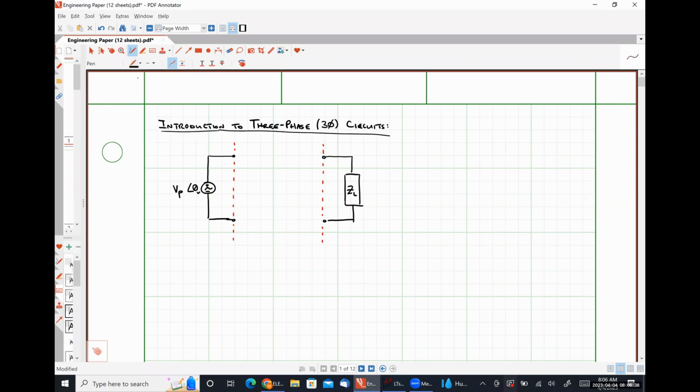And then connecting, so let's see, this is our source side. This is our load side. And then connecting the source to the load are transmission lines, where in a single phase circuit, we usually have a hot wire and a neutral wire.